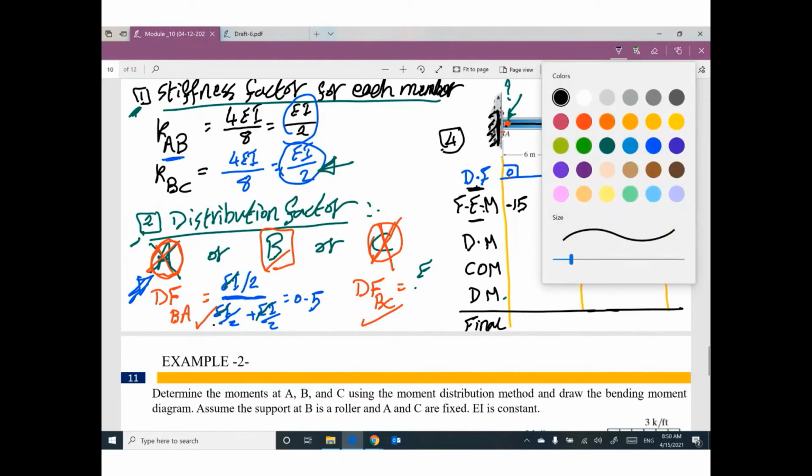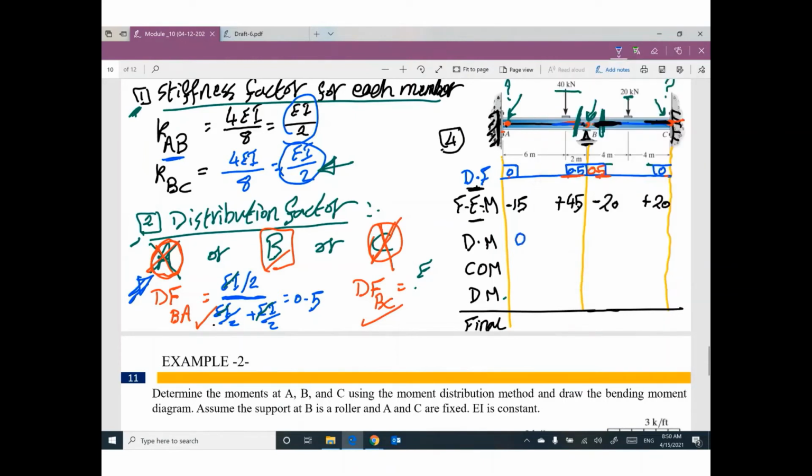One more question. Do you have any distribution here? At this side, no. At this side, no. Do you know why? Because at this joint, we have only one member. We don't have distribution factor and we will not have distribution moment. Because we have one person living in the apartment and he will eat the whole chicken. We cannot distribute anything because we have one member. The same at point C or this side, CB. We have only one member, so we cannot make distribution.